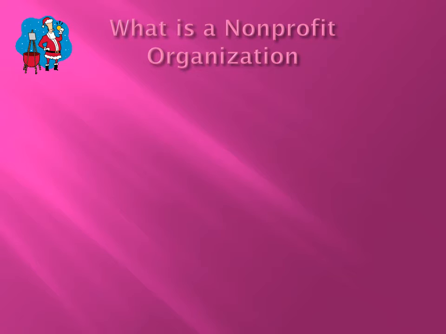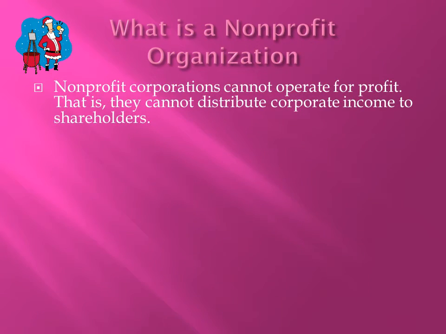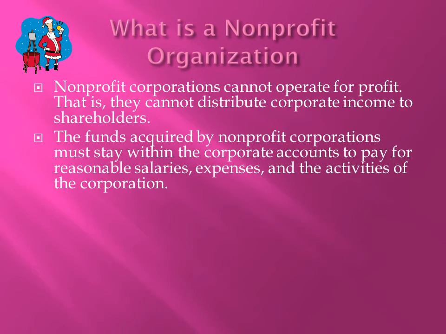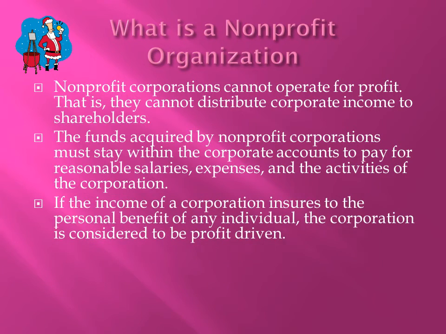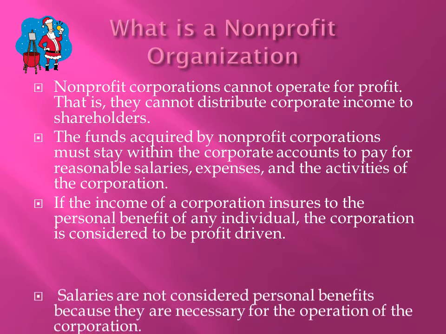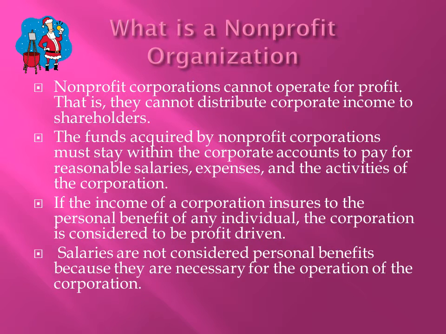So what exactly makes a nonprofit? Nonprofit corporations cannot operate for profit. That is, they cannot distribute corporate income to shareholders. The funds acquired by nonprofit corporations must stay within the corporate accounts to pay for reasonable salaries, expenses, and the activities of corporations. If the income of the corporation inures to the personal benefit of any individual, the corporation is considered to be profit-driven. Salaries are not considered personal benefits because they are necessary for the operation of the corporation.